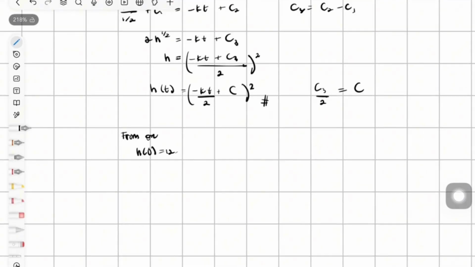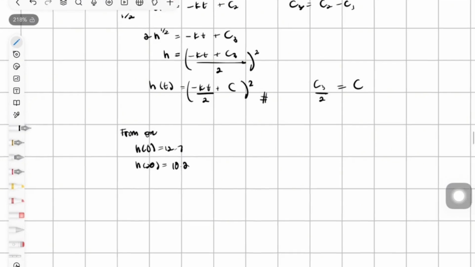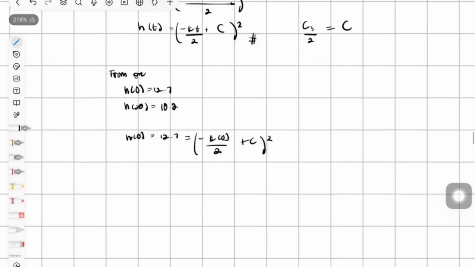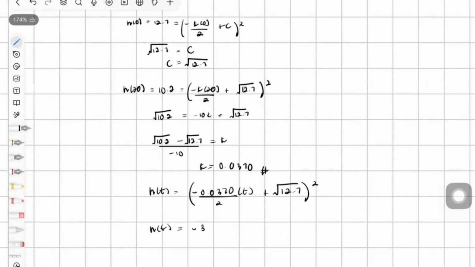From our experiment, our data shows that height at t equals 0, which is the initial, is 12.7 and height at 20 seconds is equal to 10.2. So we need to just simply substitute these values in the general equation to get the k and c values. So, in the end, we will get the final solution, which is h at a given time is equal to negative 0.0185 times time plus 12.7, to the power of 2.